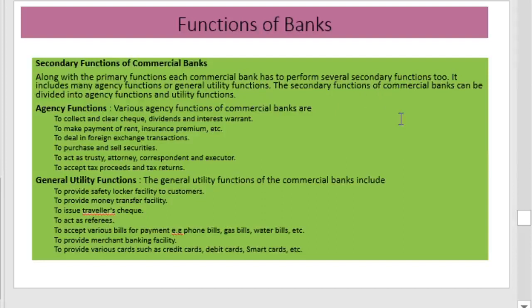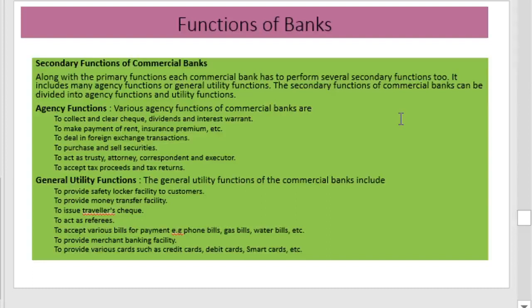Agency functions include collecting and clearing checks, dividends, interest, etc. Second, making payments of rent, insurance premium, etc. Dealing in foreign exchange transactions, purchase and selling of securities, acting as a trustee, attorney, correspondent, executor, etc. They accept tax proceeds and tax returns. These are the agency services provided by the banks, and general utility services are the second category.